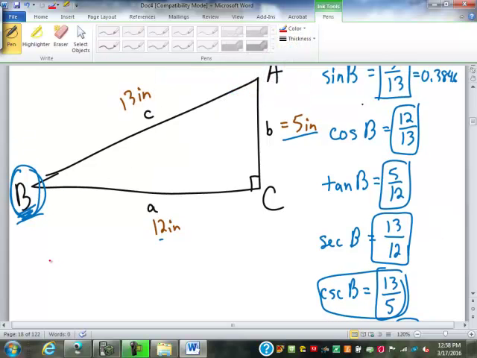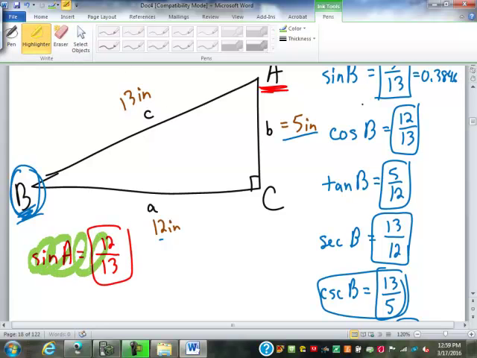What if I ask you to find the sine of angle A? Sine is opposite over hypotenuse. If I'm looking at angle A, which side is the opposite side? The 12 is the opposite leg. 13 is the hypotenuse. Now you're going to notice something here. The sine of angle A equals the cosine of angle B.